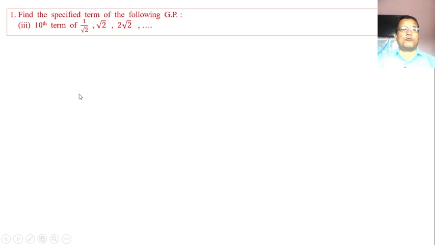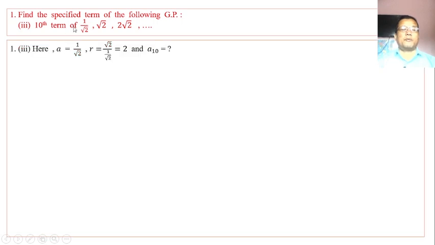Roman number 3, the 10th term of this. Here a is 1 by root 2, r is the second term divided by first term, we get 2. And a10 is what? Using the general formula, we have a10 equal to a r to the n minus 1, a is 1 by root 2, r is 2, and n is 10. Simplifying, we get this number, which is the 10th term of the GP.